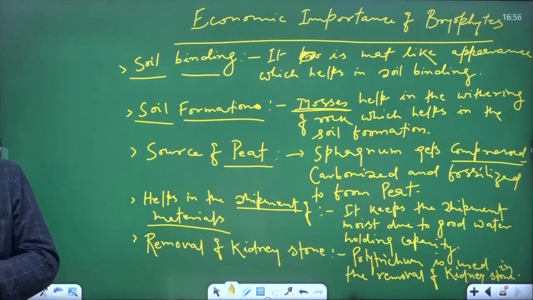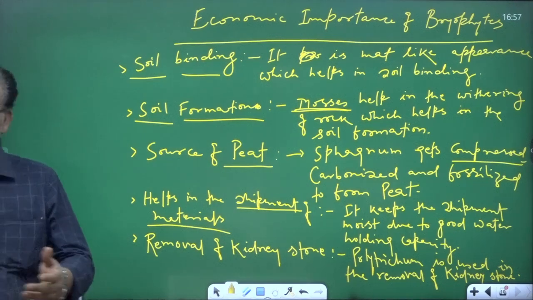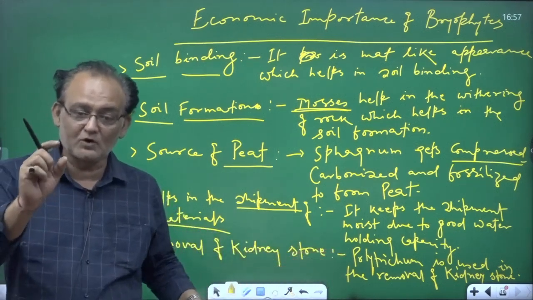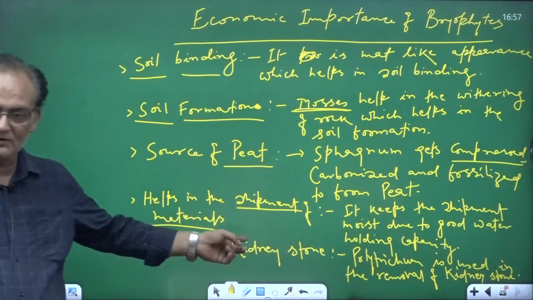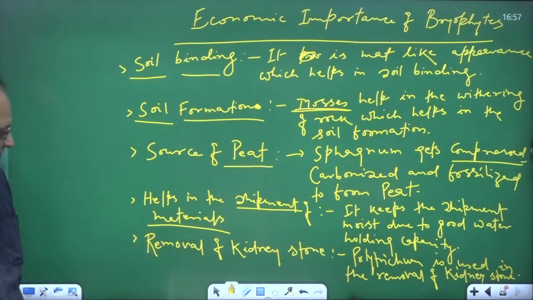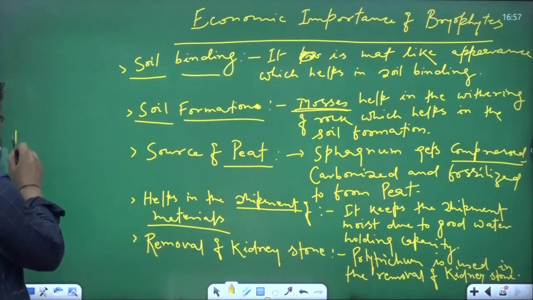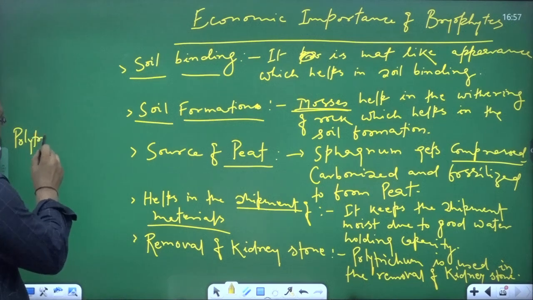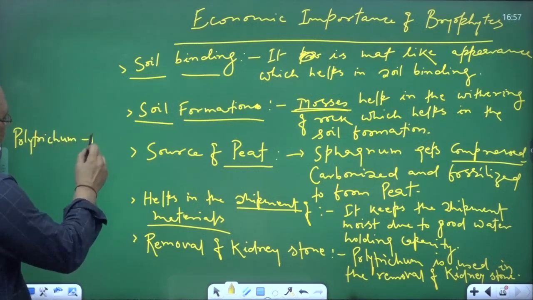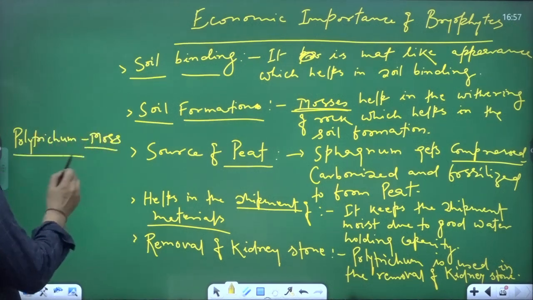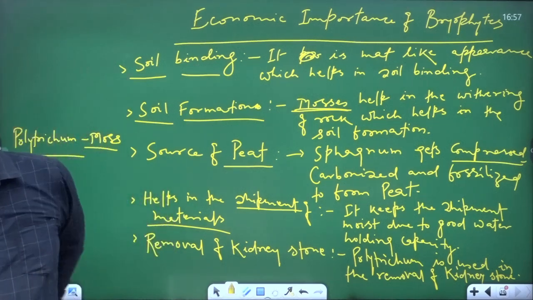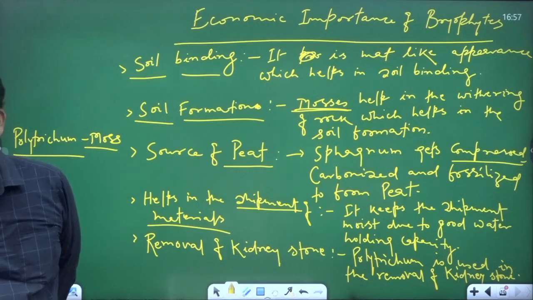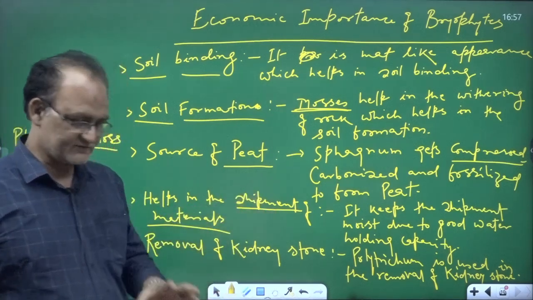So Polytrichum is used to remove kidney stone, meaning some drug is extracted from Polytrichum. Polytrichum is a moss. You studied mosses, remember Funaria? Polytrichum comes in the same category, among mosses. So Polytrichum is a moss, and the drug extracted from it is used to remove kidney stone, right? So this is the bryophyte topic which was pending.